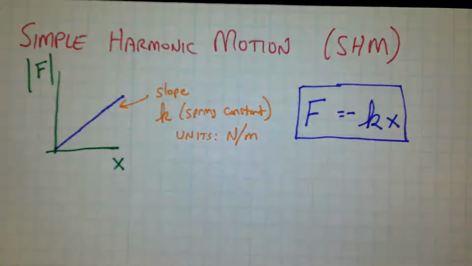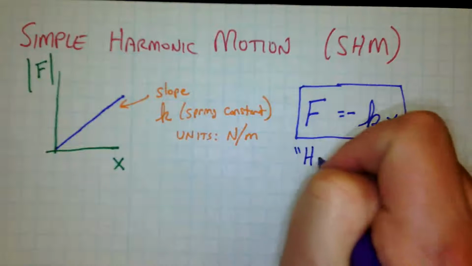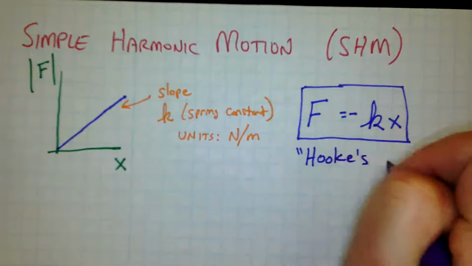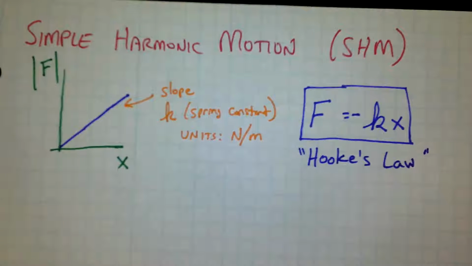what you're doing, right? The name for this relationship, F equals negative kx, is called Hooke's law, named after Mr. Hooke. I don't remember what his first name was.